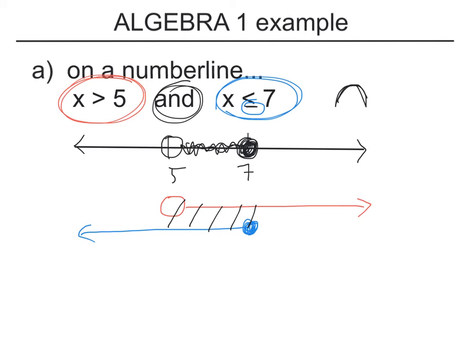Now, real quick side note, this is not just the number 6. There are numbers like 5.5 and 5.1 and 5.001 or 6.99 in that region. So it is all the numbers between 5 and 7, not including 5, but including 7.